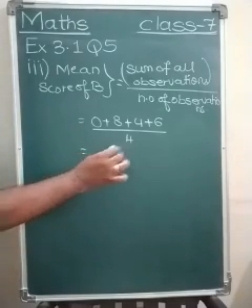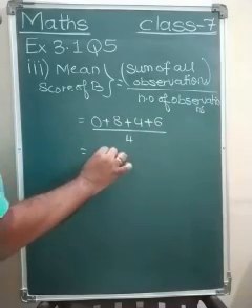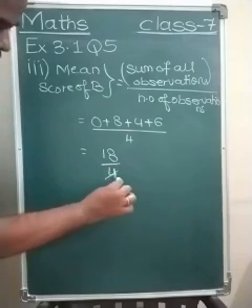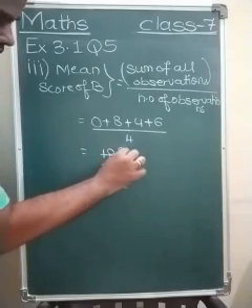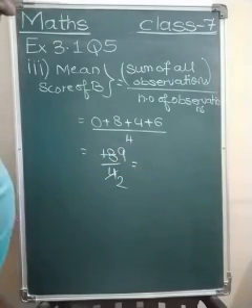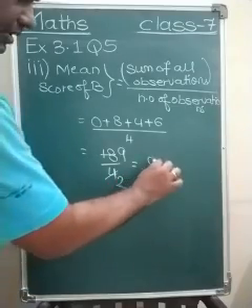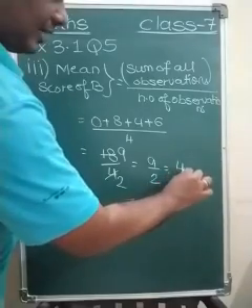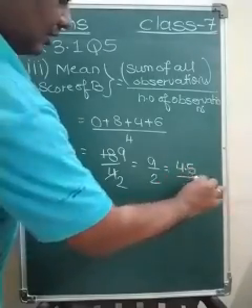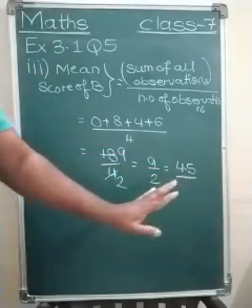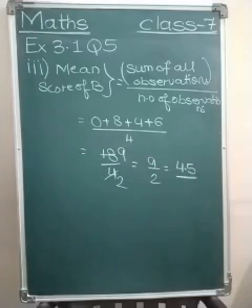So just add it up. 6 plus 4, 10 plus 8, 18. 18 divided by 4. 2 2s are 4. 2 9s are 18. So this equals to 9 upon 2. And 9 upon 2, that is half of 9. And half of 9 is 4.5. So the mean score of B is 4.5. Okay, done.